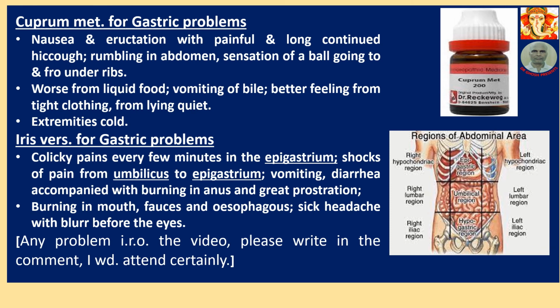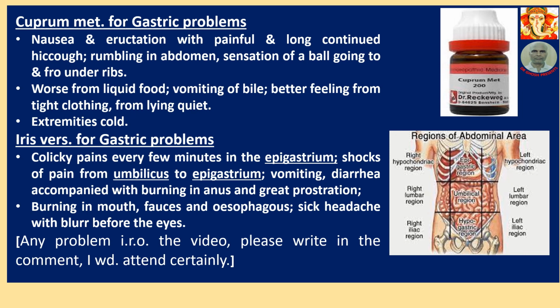Iris versicolor for gastric problems. Colic pain every few minutes in epigastrium. I will show which area is epigastrium very soon. Shocks of pain from umbilicus to epigastrium. Vomiting, diarrhea accompanied with burning in anus and great prostration. Burning in mouth, fauces and esophagus. Sick headache with blur before eyes.